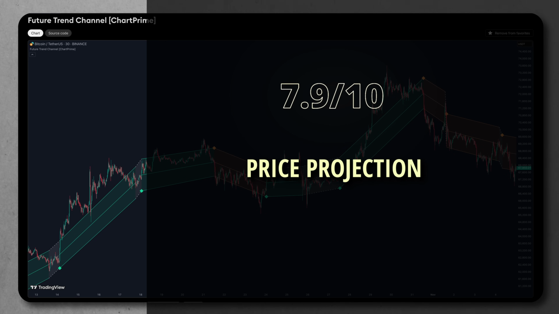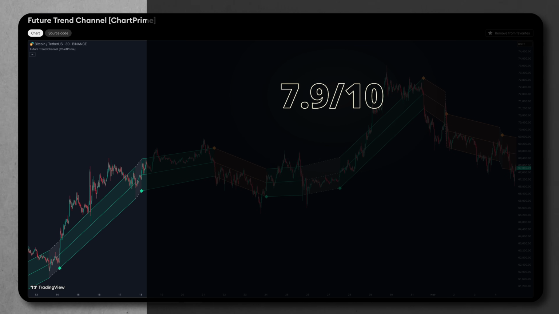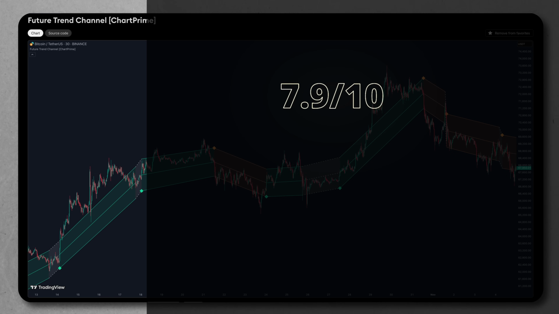While the future price projection concept adds forward-looking value, the indicator relies on basic trend detection methods that can generate false signals in choppy markets. The linear extrapolation approach, though visually appealing, oversimplifies complex market dynamics and may mislead traders expecting precise future price predictions.